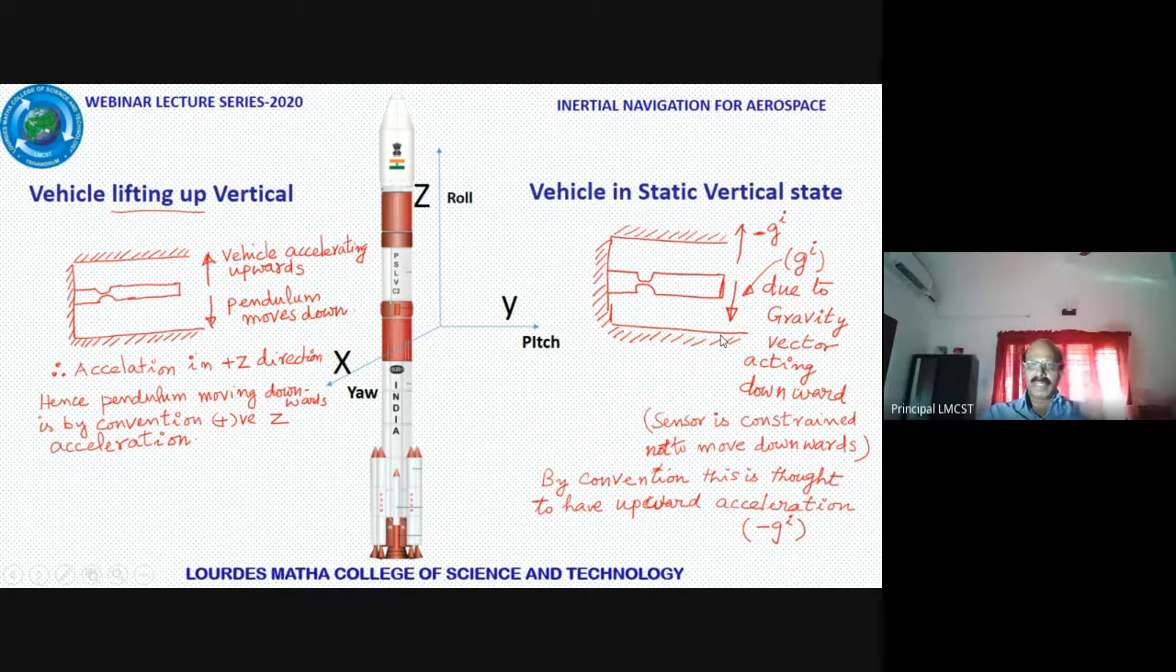So in our mechanization, we don't know whether we are static or we are moving, and we cannot distinguish all those things. So whatever we mechanize should be a uniform mechanization which would take care of any condition. Here we know that the pendulum moves down and you are going to get an output, but I should interpret that output as the opposite sign of this.